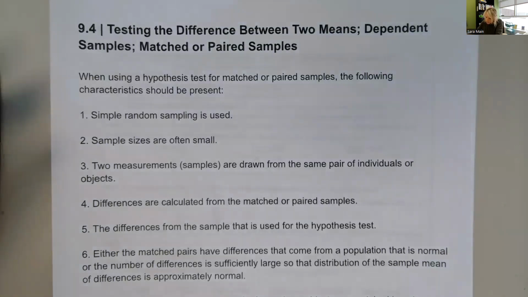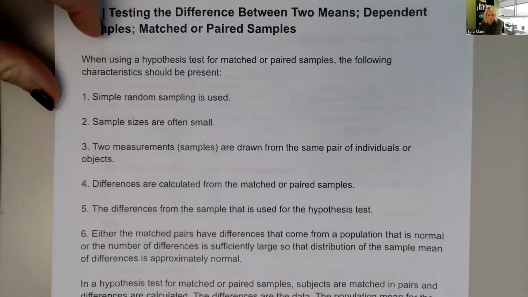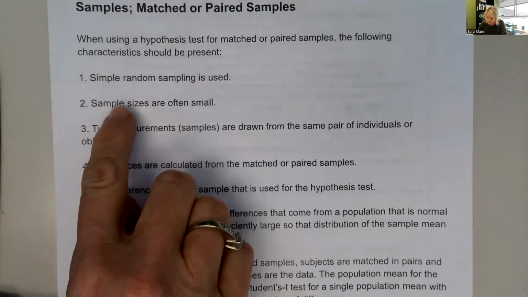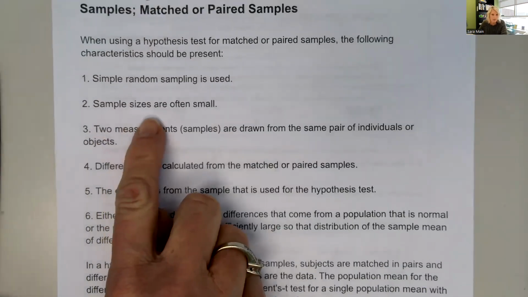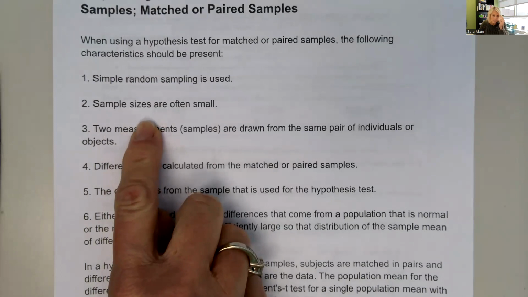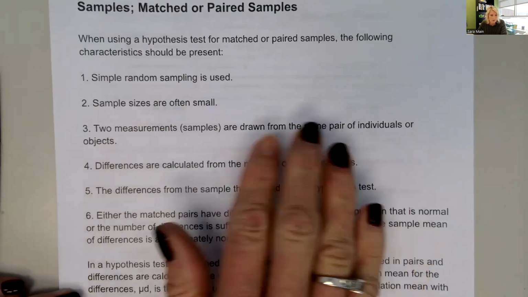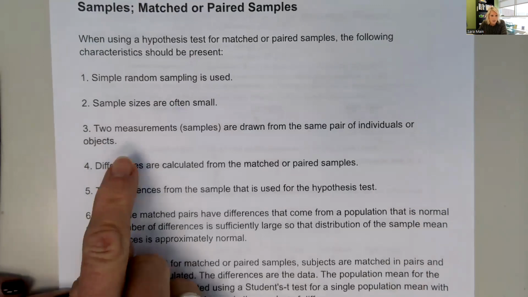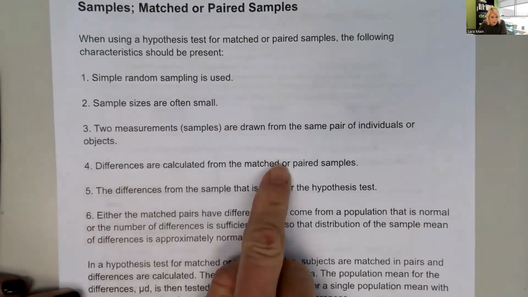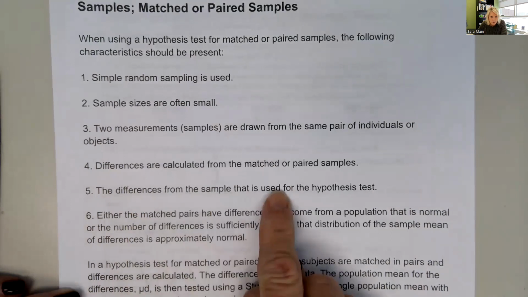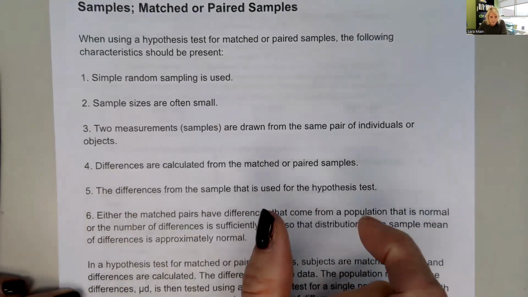And so we're still going to have similar requirements. Simple random sampling. Our sample sizes are often small in these samples. There's going to be two measurements on pairs of individuals or objects. We're going to calculate the differences on the matched pairs, and then the differences are going to be sampled as a single difference.